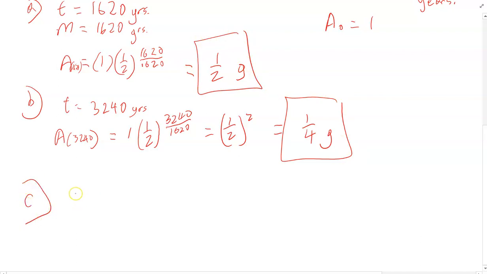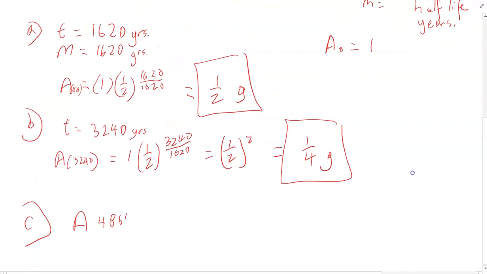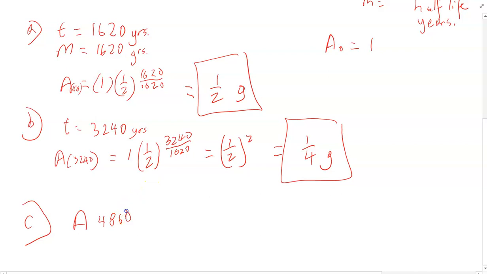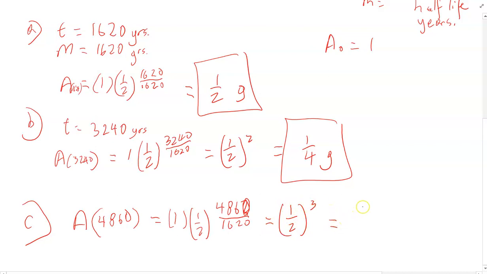Part C, your A at 4860 is equal to 1 times 1/2 raised to 4860 over 1620, and this will be equal to 1/2 raised to the third, and that is going to be 1/8 of a gram. 1/8 of a gram is left of the original amount.